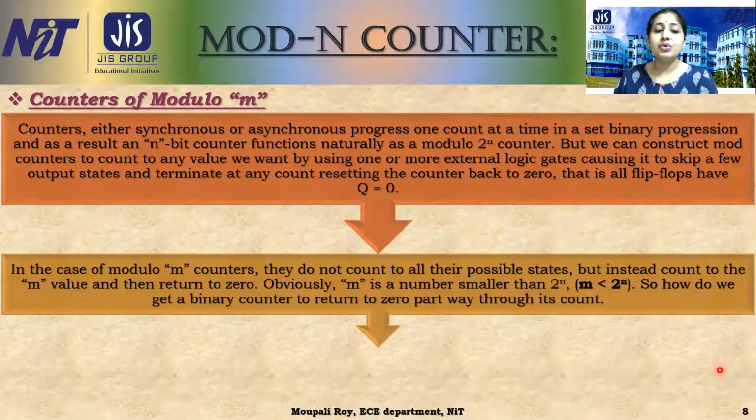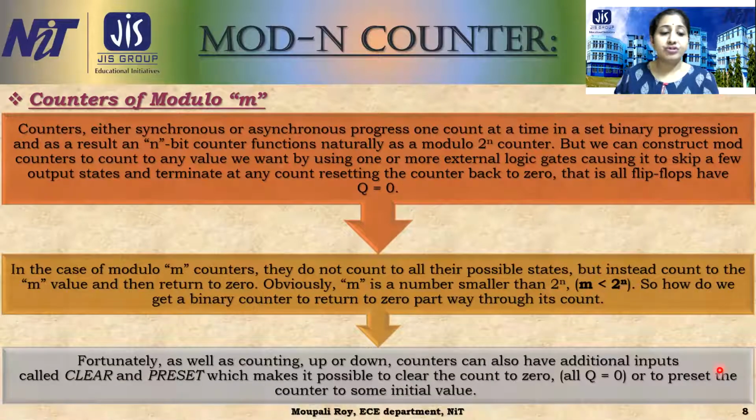So how do we get the binary count to return to 0 partway through its counting? Fortunately, counting up or down counters can also have additional inputs, called clear and preset, which make it possible to clear the counters to 0. That means we can preset or clear as 0, or preset the counter to an initial value of 1. So that is the application of the mod m counter.